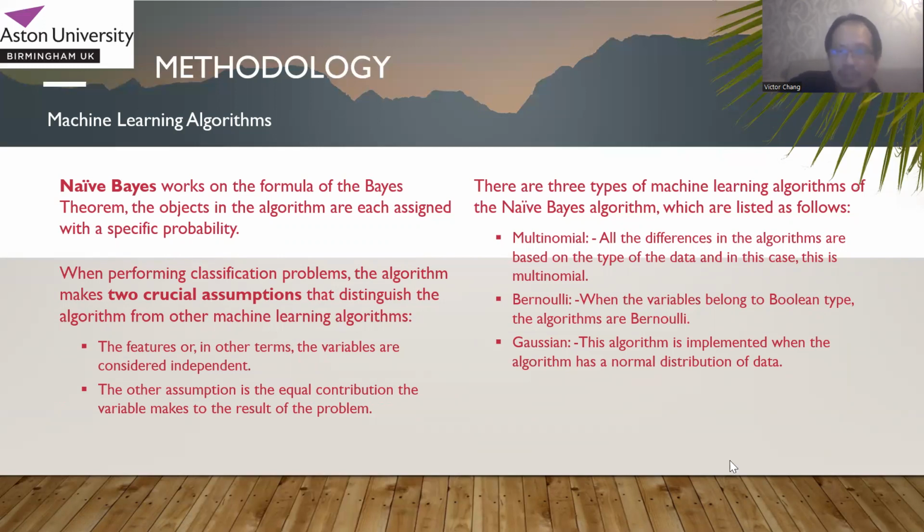There are three types of naive Bayes algorithm, listed as below. All the differences in the algorithms are based on the type of the data. First is multinomial. Then there is Bernoulli, where the variables are of Boolean type. And Gaussian, which is implemented when the data has a normal distribution.